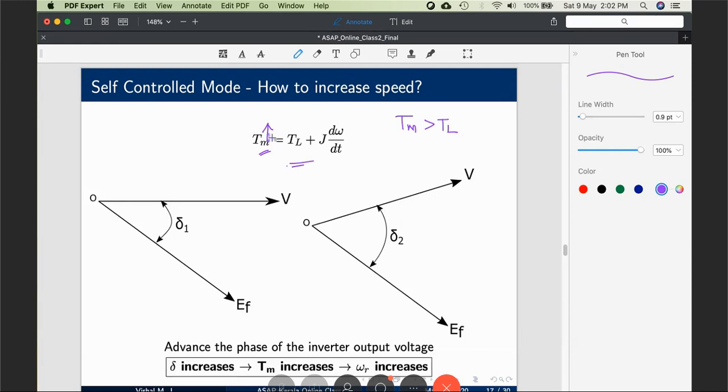Suppose the machine is operating with EF and V at an angle delta. Let it be 30 degree. Both are rotating at, say, 500 RPM. I want to increase the speed of this machine to, say, 600 RPM. What am I supposed to do? Increasing delta directly, increasing frequency to increase the speed of this one is not possible, because the speed of the rotor dictates what will be the speed of the RMF. So in which other manner can we do?